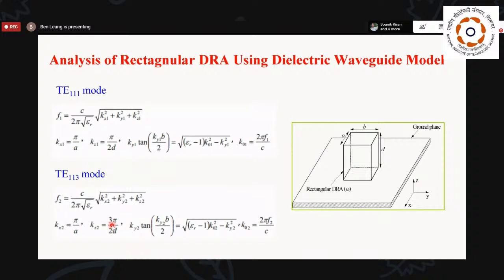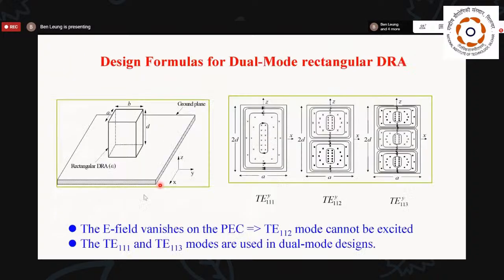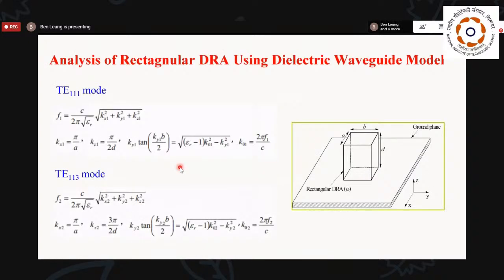It is because if we consider the image structure, so the image below the ground plane is considered, then for the fundamental mode we have only one loop. You can see one loop. But for the TE113 mode, we have 3 loops, 1, 2, and 3. Therefore, along the Z direction, we have 1 and 3.